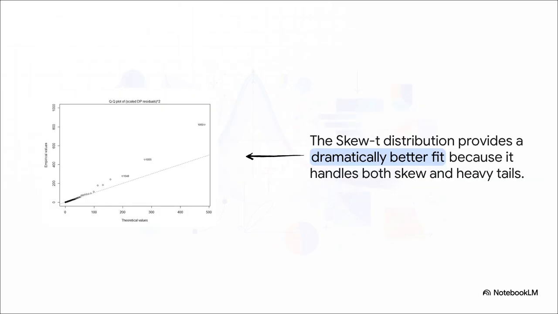And now, the grand finale. This is the QQ plot using the skew t distribution. And wow, look at that. It is a dramatically better fit. The points are hugging that line so much more closely all the way out into the extreme tails. And why? Because the skew-t can handle both the skew and the crazy kurtosis. It actually understands the real shape of this data.